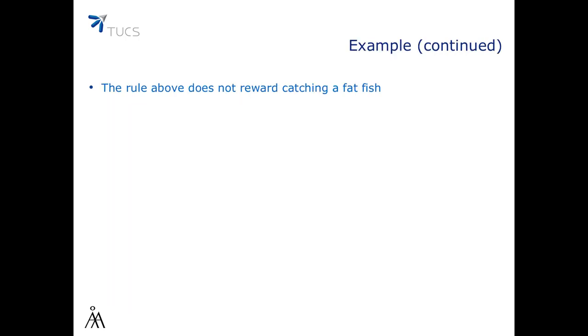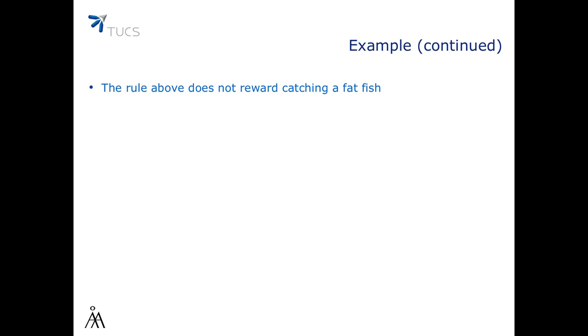Now, if we think about this model, of course, it's a simplistic model. So this model doesn't reward catching a fat fish, meaning that if we catch two fishes of the same length, but one is fatter than the other one, then our model is not going to distinguish and is not going to reward for catching that fatter fish.